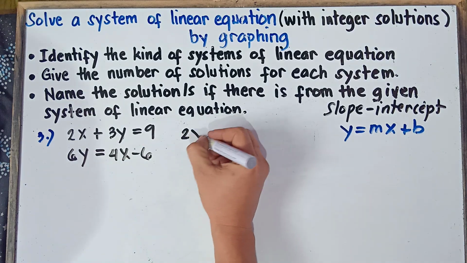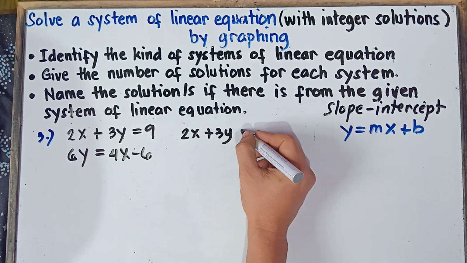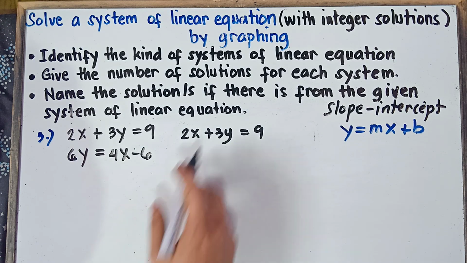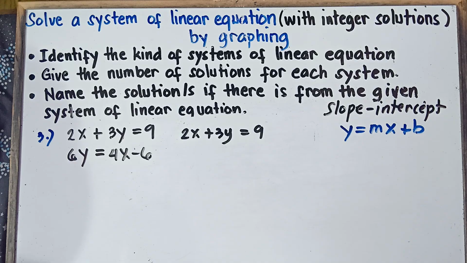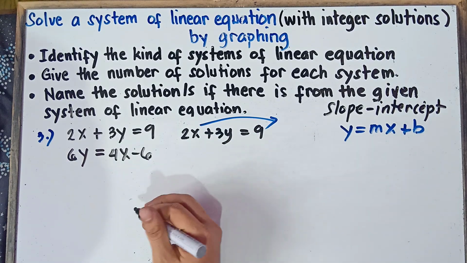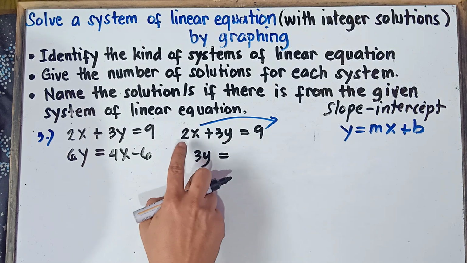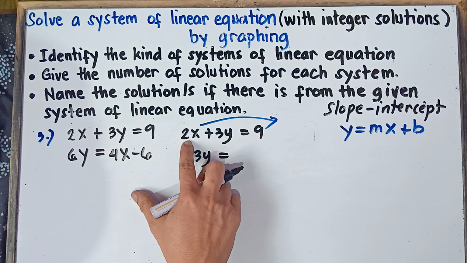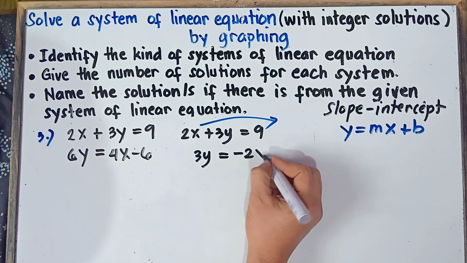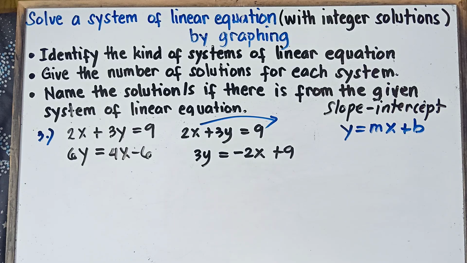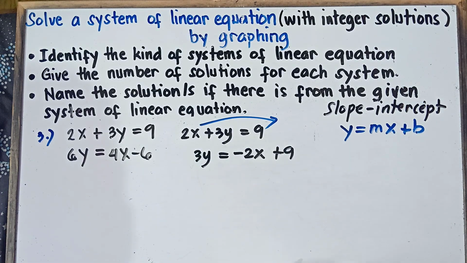So copy 2x plus 3y equals 9. So we simply transpose 2x from left to right, so that we can have this equation, y equals mx plus b. So this will be copy positive 3y equals, we transpose 2x from left to right. This is positive 2x, it will become negative 2x. Copy positive 9. Alright, and then to have this equation, we can just simply divide both sides by 3, right?